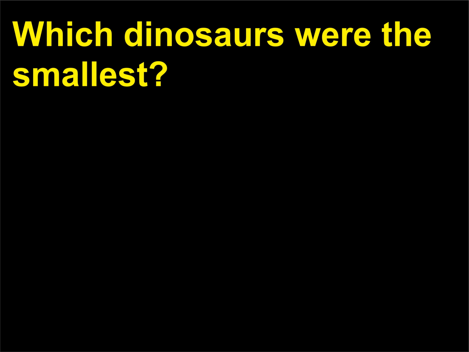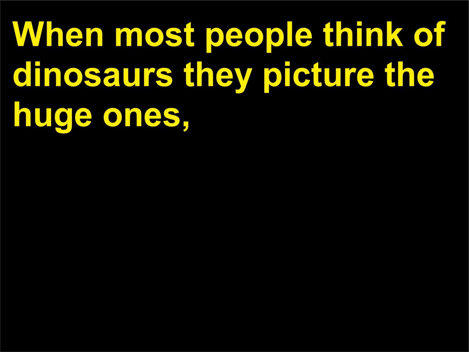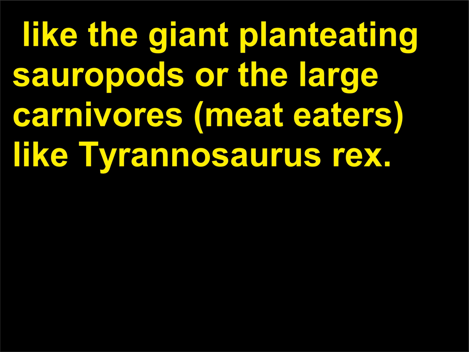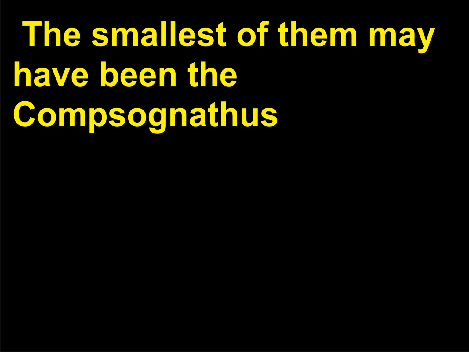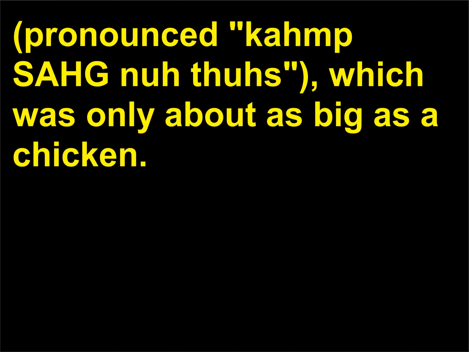Which dinosaurs were the smallest? When most people think of dinosaurs, they picture the huge ones, like the giant plant-eating sauropods or the large carnivores, meat-eaters, like Tyrannosaurus rex. But some dinosaurs were actually very small. The smallest of them may have been the Compsognathus, which was only about as big as a chicken.